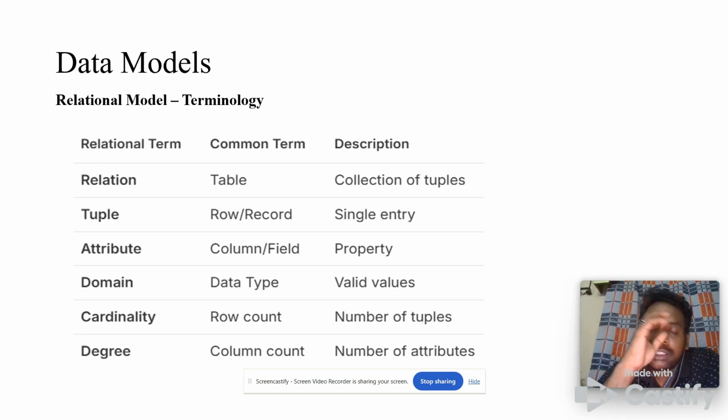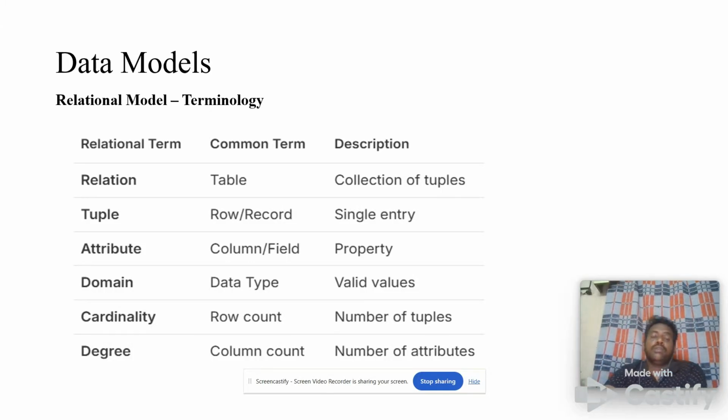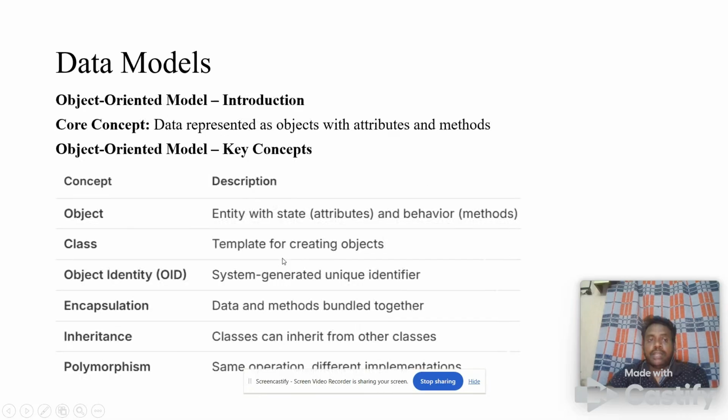Here you see a relation. Simply, a relation, as I stated, is a table. A tuple represents the rows of a table, and an attribute represents the columns. Domain is the data type. Cardinality represents the total count of the rows, whereas degree corresponds to the number of columns in that particular table.